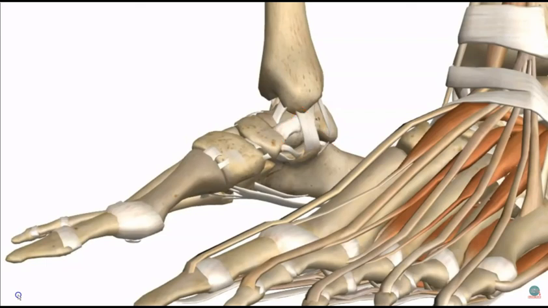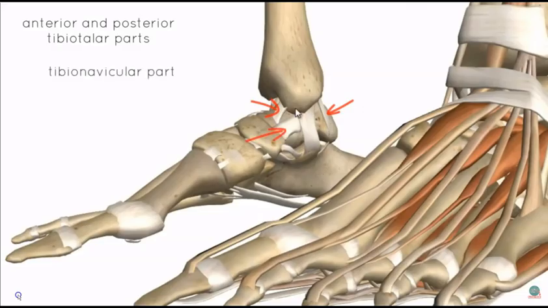You've got 2 ligaments which attach from the tibia to the talus. So you've got an anterior and posterior tibio-talar part. And then you've got ligaments which attach to the navicular anteriorly and to the calcaneus inferiorly. So you've got a tibio-navicular part and a tibio-calcaneal part.